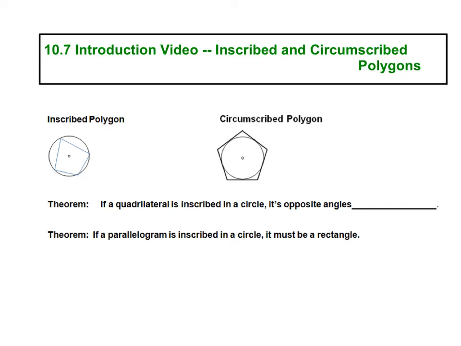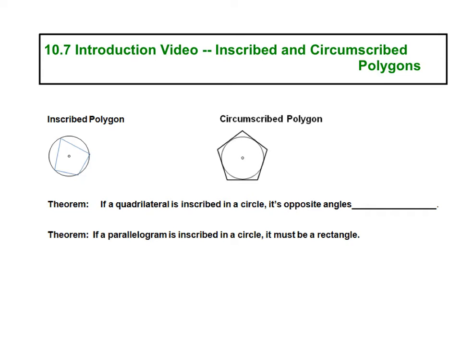All right, so we're moving on to lesson 10.7, and we are going to look at inscribed and circumscribed polygons. So an inscribed polygon looks like this example right here. You can see that the polygon, which is just a closed figure with straight sides, basically, is on the inside of a circle. Each vertex is on the circle, so this is an inscribed polygon. The polygon is inside the circle, so inscribed inside. You can kind of remember it that way.